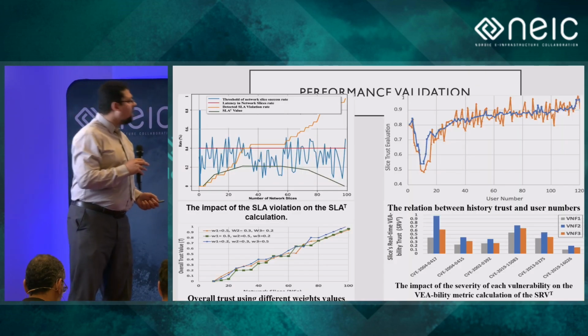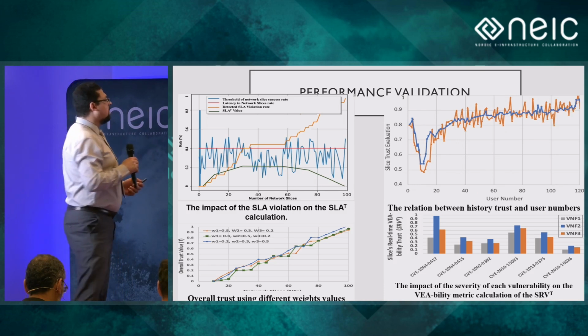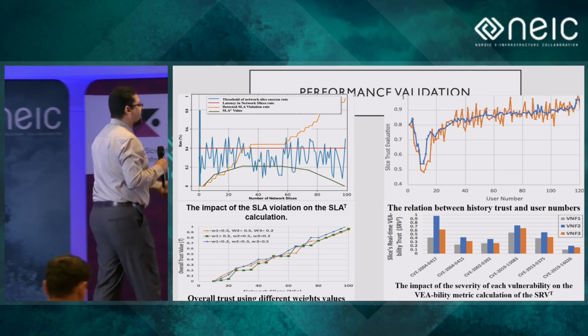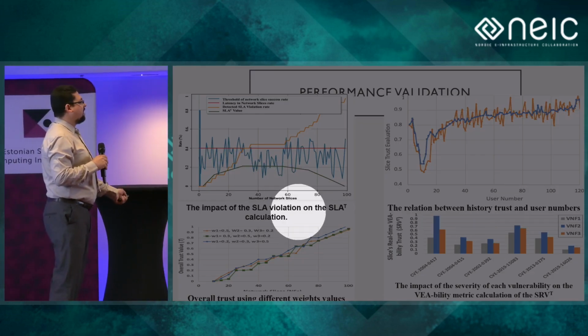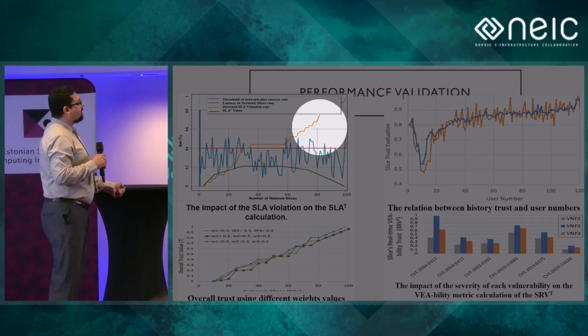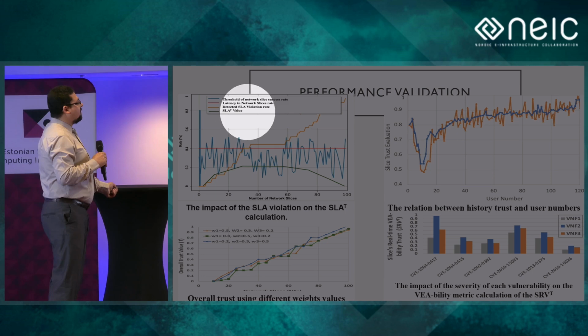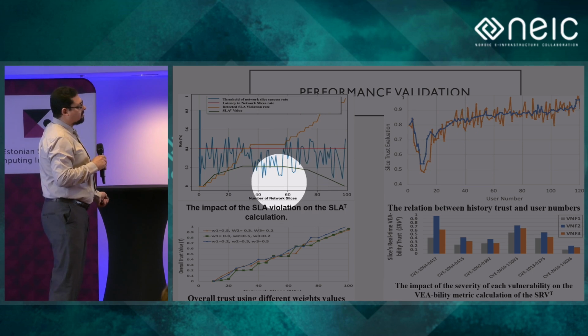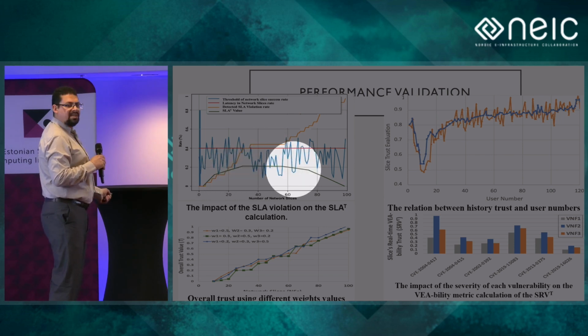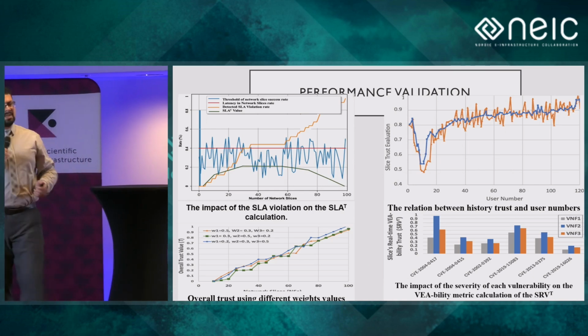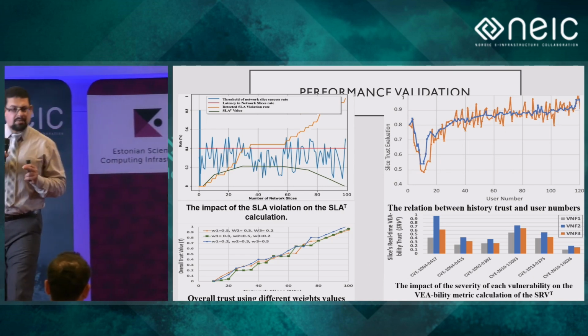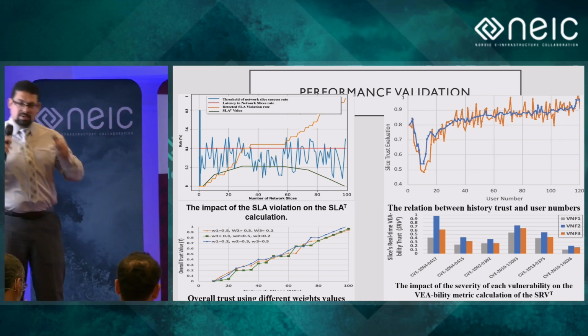So if you look at the output of this model, on the left-hand side here is the service level agreement violation. The orange line here represents the level of the service level agreement violation. So when there is a violation in the service level agreement, the gray line, which represents the trust, will drop. And when the service level agreement was respected, the trust was increasing. So this shows the impact of the service level agreement violation factor on the overall trust evaluation.